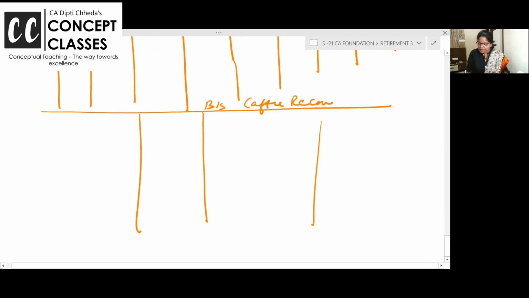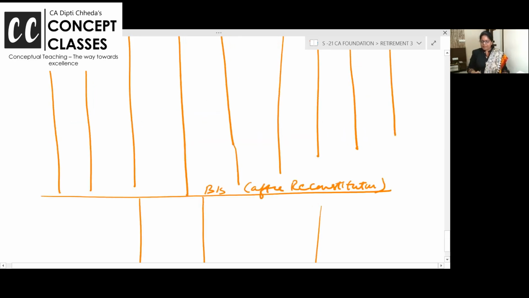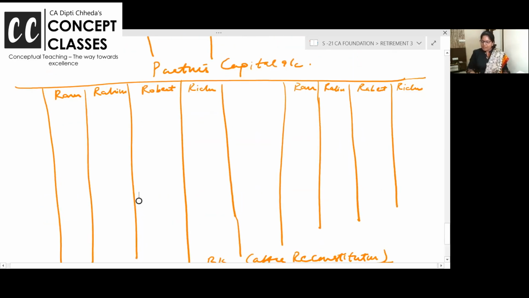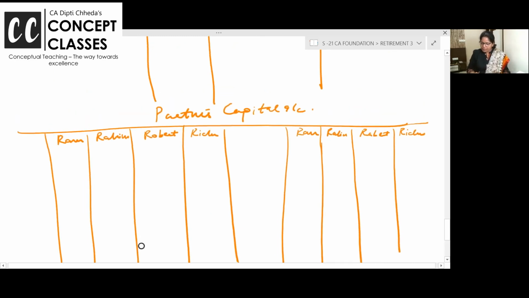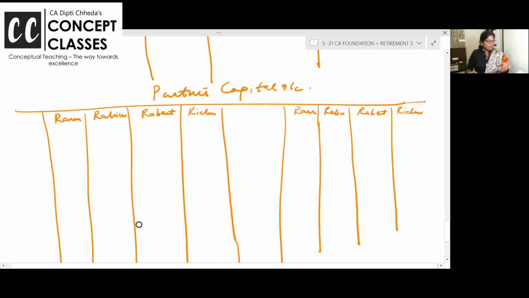After reconstitution, we can write one partner is going and another is coming. Ram, Rahim, Robot, Richard. These names also I've taken the same. This practice manual's question is old. Ram is 1 lakh. Write down the capital. Rahim is 1,50,000. जब चार पार्टनर्स हैं और figures lakhs में हैं तो you need a little more space. Robot 2 lakh.